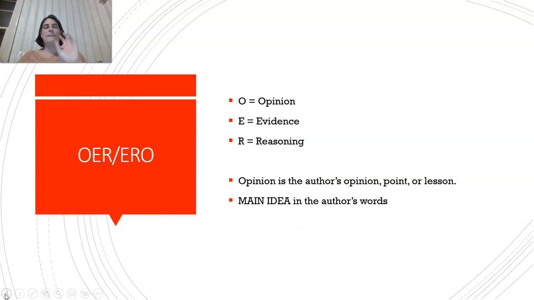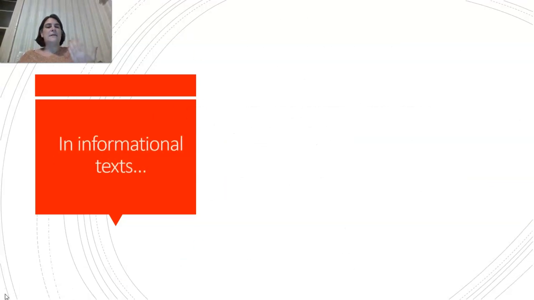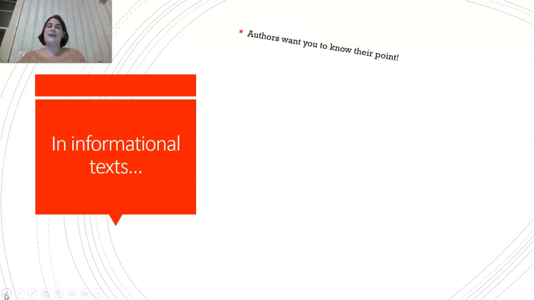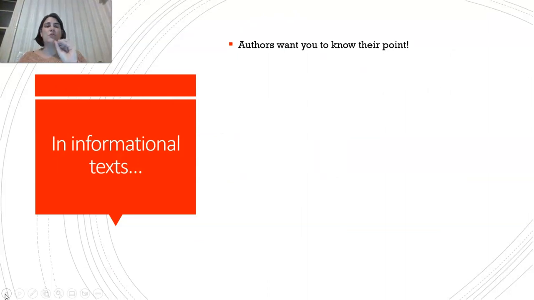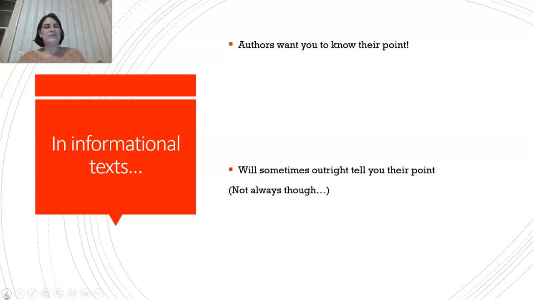But here's the idea. That opinion that we're talking about really is the main idea of the text or the section, but in the author's words. So sometimes it might not be one sentence. Even though in informational text, the authors do want you to know their point. Sometimes, though, it's not super clear, and other times they will actually outright tell you their point. But those times they don't, it might be more than one sentence, or you might kind of have to infer it and re-put it in your own words.